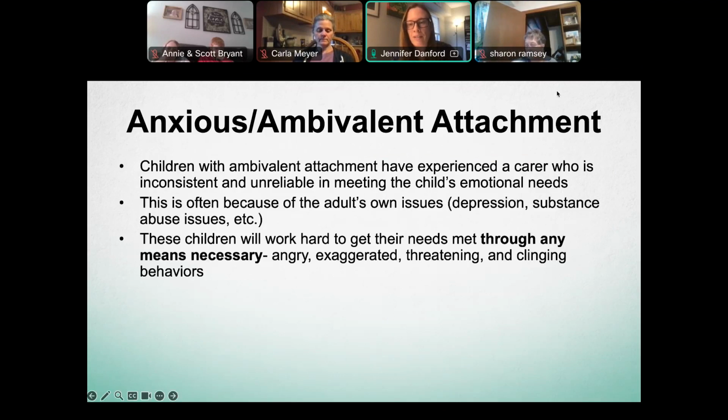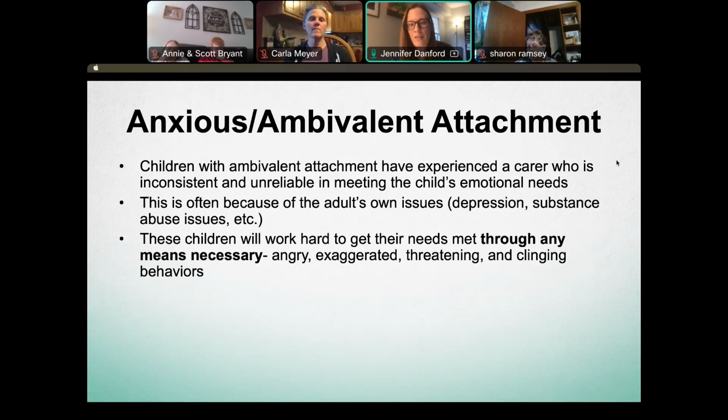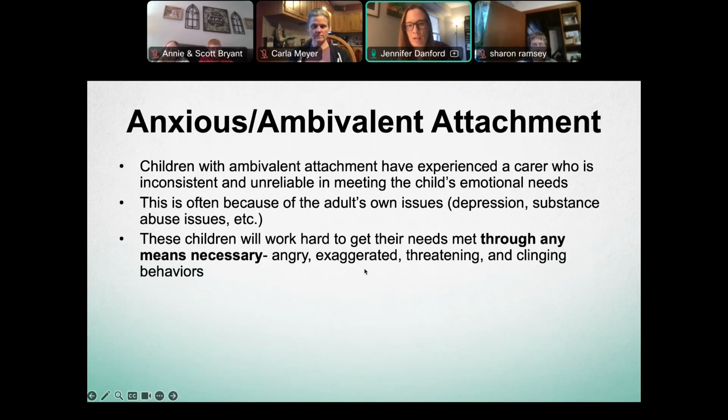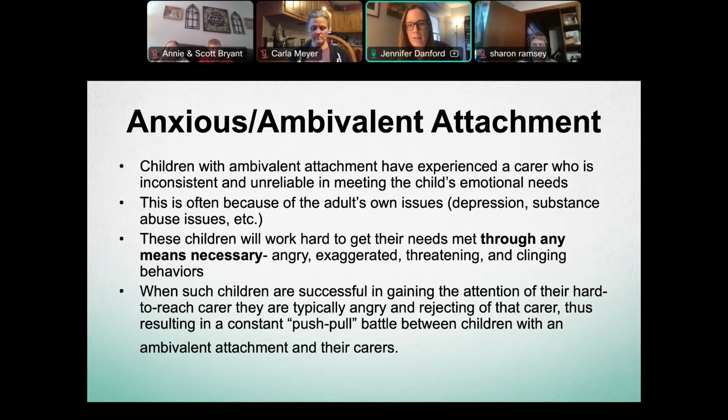So the child tries to change their behavior in order to get their needs met. They think it's them and not the parents. So they work extra hard and they will do anything, any means necessary. So they will get extra angry, with exaggerated behaviors, threatening, clinging. We see a lot of these kids in foster care. They feel like the louder, the more anything they can be, the better their needs can be met. Because they're children, they don't understand that it's the adults' issues.